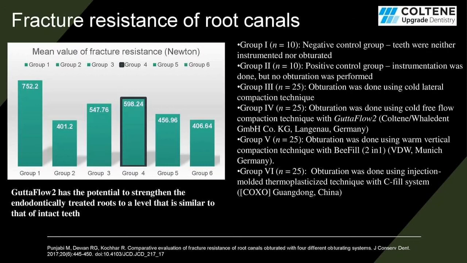So we have always known that a root canal treated tooth has a weaker tooth structure, or at least it is weaker than an intact tooth. So this study was made in which it was found that Gutta Flow 2 has the potential to strengthen the endodontically treated teeth to a level that is similar to that of an intact tooth. It is a very important property of Gutta Flow 2 that it is able to raise the strength of the tooth to such a level, because having that additional strength will improve the prognosis of the tooth and also immensely help our treatment planning as such.